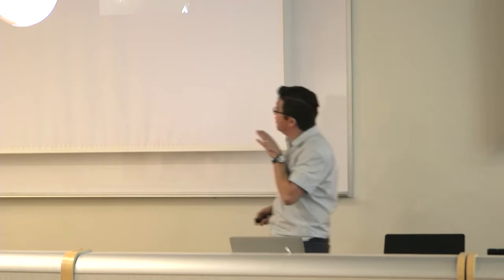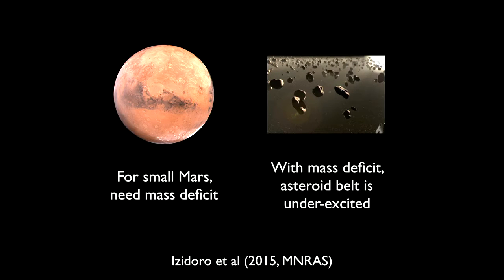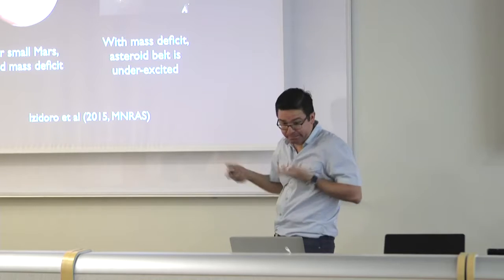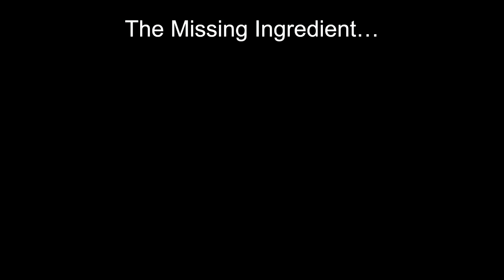Basically, the takeaway message from this previous slide is the following. To produce Mars, we need to have a mass deficit. But to get the asteroid belt right, you have to have a lot of mass, then it can self-excite to the levels that we observe today. This is a puzzle, because you have to have low mass for Mars, but high mass for the asteroid belt. Then there's one missing ingredient in the simulations, the orbital chaos.